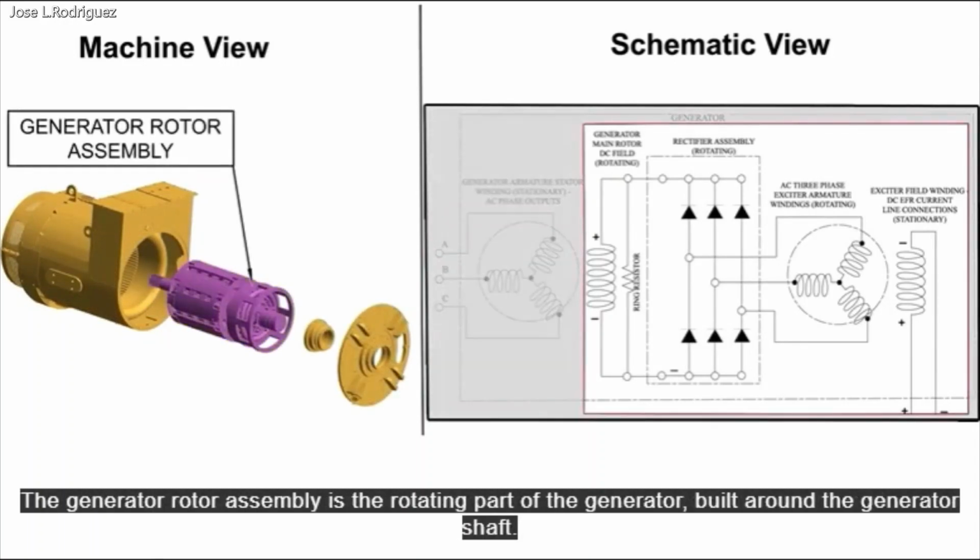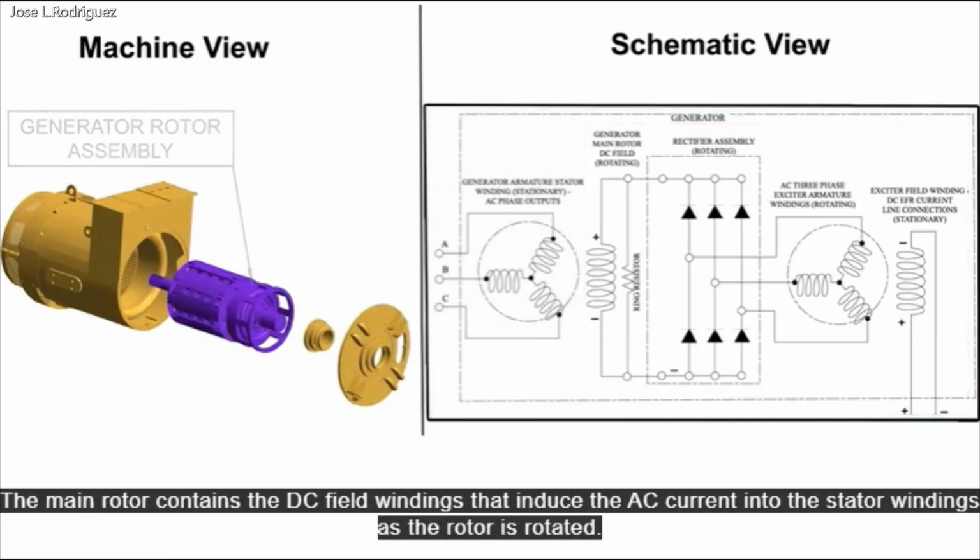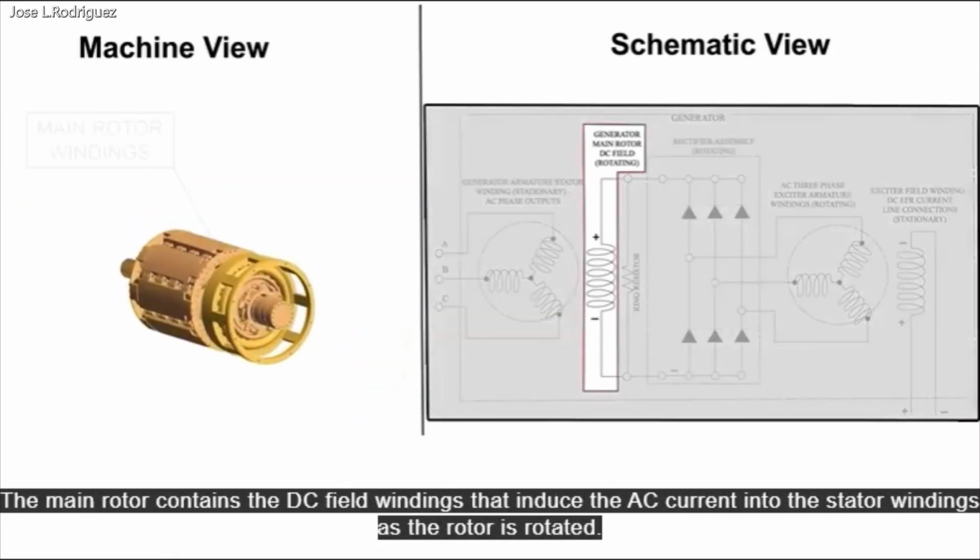The generator rotor assembly is the rotating part of the generator, built around the generator shaft. The main rotor contains the DC field windings that induce the AC current into the stator windings as the rotor is rotated.